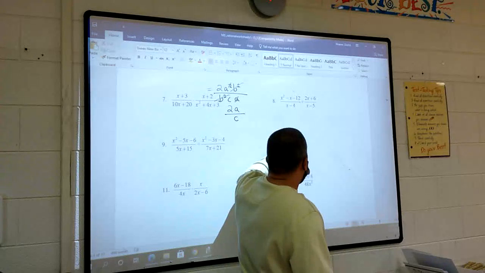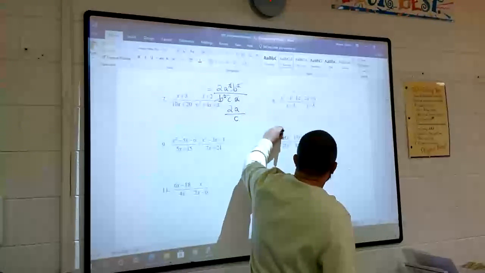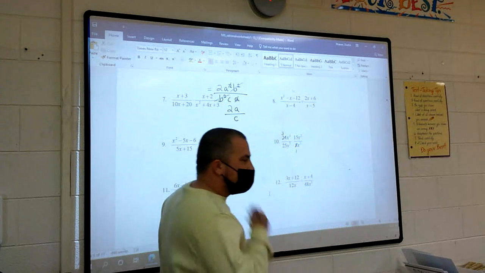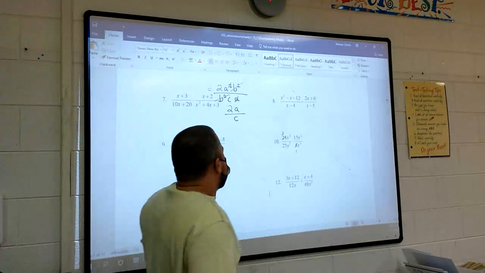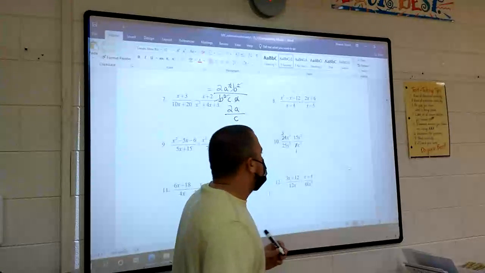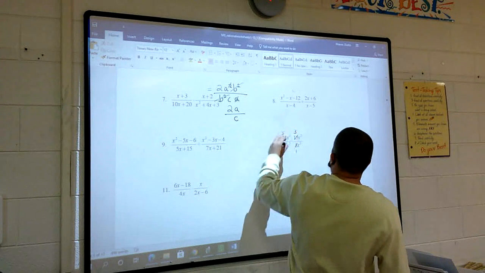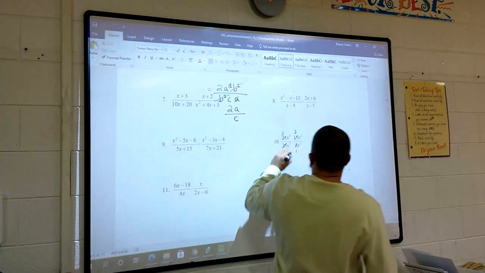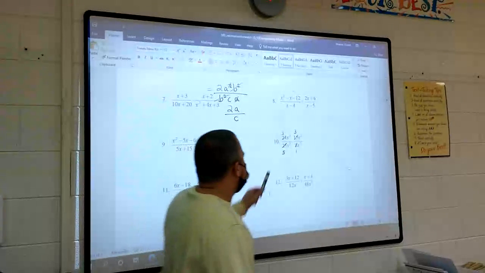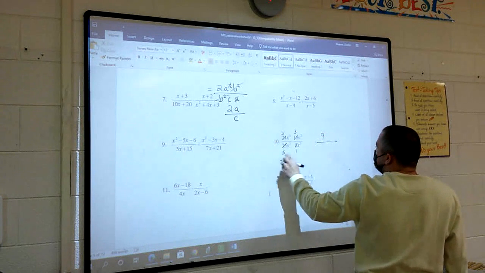What is 24 divided by 8? 3, right? So 24 over 8 we can reduce to 3 over 1. 15 over 25 we could reduce to what? 3 over 5. Yep, that's fine. Now that makes that multiplying a whole lot easier. 3 times 3 is 9, and 5 times 1 is 5.